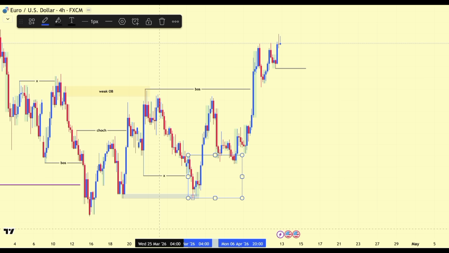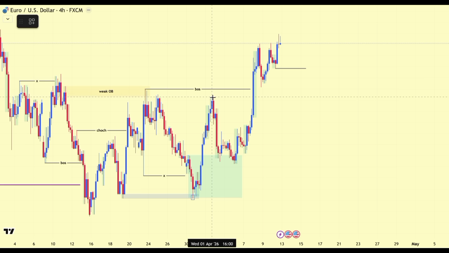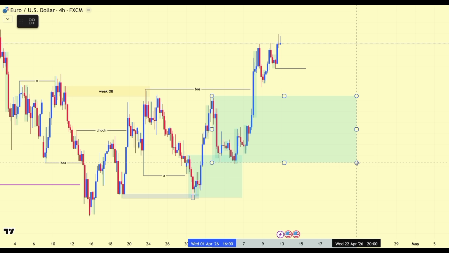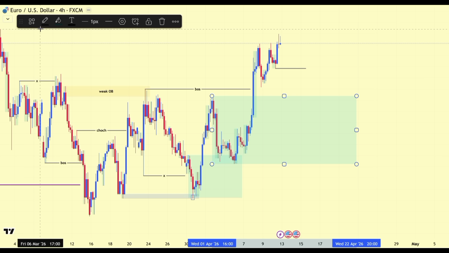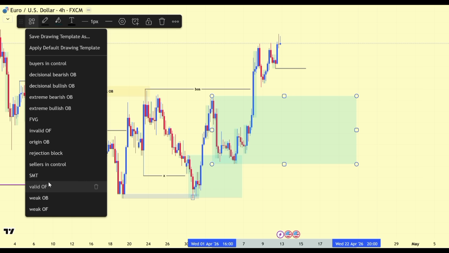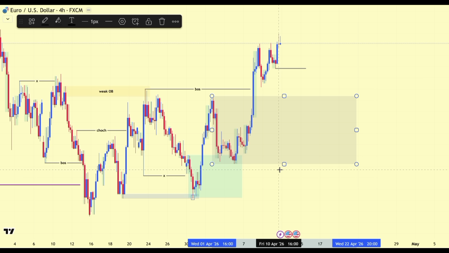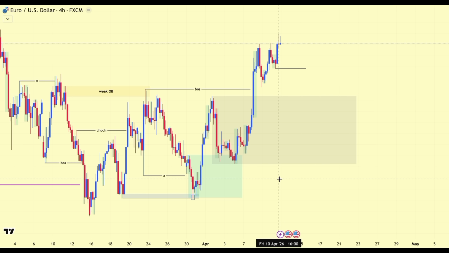So this is of course our invalid order flow. This one here is of course now our valid order flow, and this will make our extreme order flow. Even though that's the one that caused the break of structure, I will call it the extreme, as it is the farthest unmitigated order flow in our dealing range.